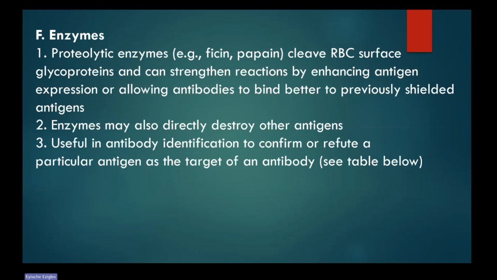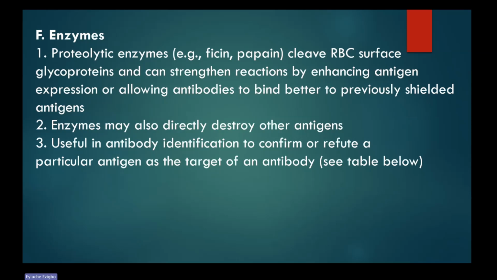So enzymes also affect ABO blood group reactions. There are some proteolytic enzymes, ficin and papain. They cleave red blood cell surface glycoproteins and can strengthen reactions, by enhancing antigen expression or allowing antibodies to bind better to previously shielded antigens. Sometimes they remove some obstructions on the red blood cell surface, enhancing the reaction of the antigen and antibodies.